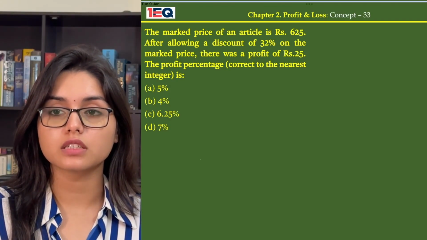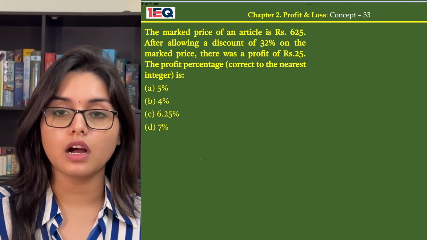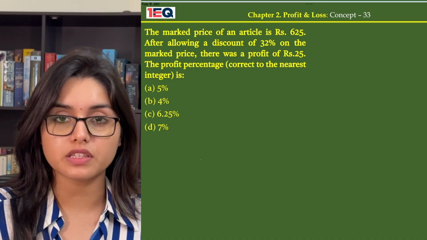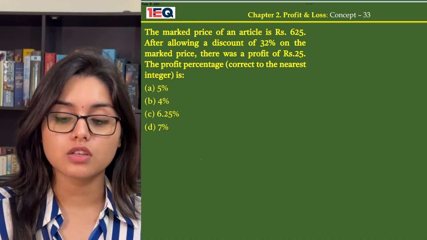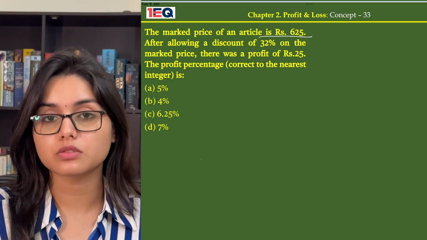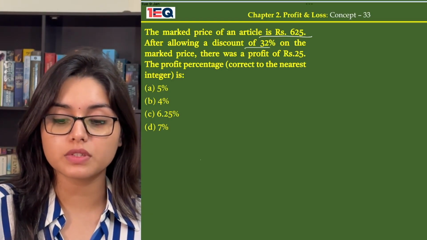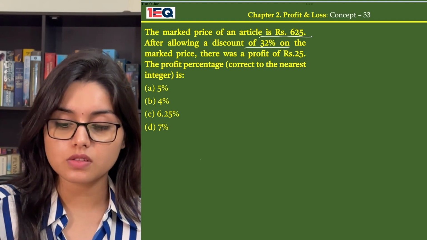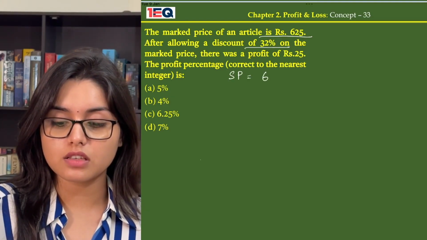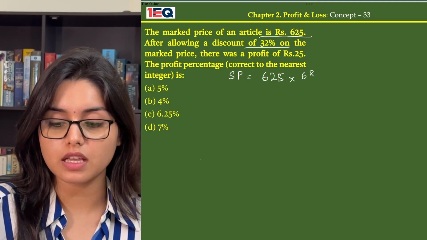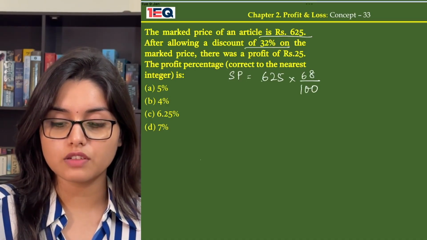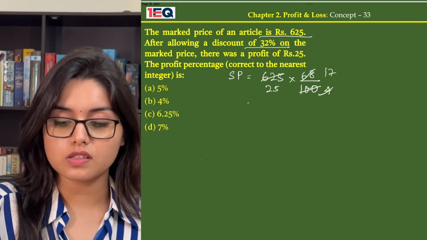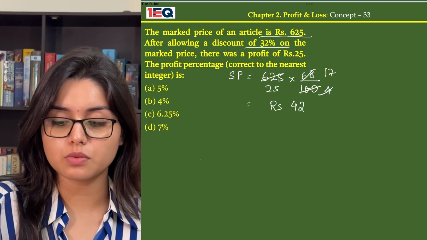The marked price of an article is rupees 625. After allowing a discount of 32% on the marked price, there was a profit of rupees 25. What is the profit percentage? Given in the question, the marked price of an article is 625 and a discount of 32% was given. That means it was sold at 68% of the marked price. So selling price is 625 into 68 by 100. On dividing by 25 we get 4 17s. So selling price equals rupees 425.